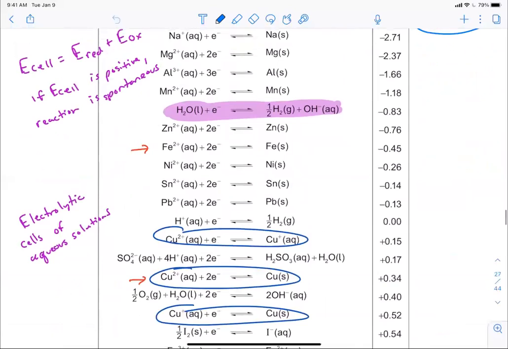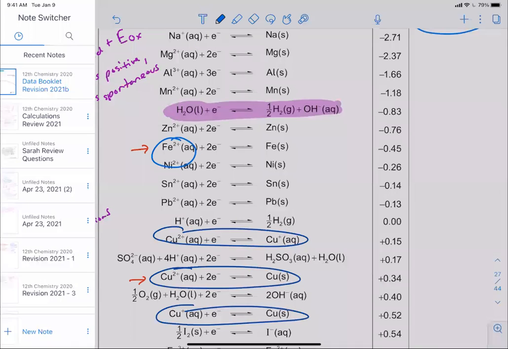And so let's say you're comparing Fe2 plus versus Ni2 plus. Well, Ni is more positive, so Ni is the better reducer. Therefore, Fe is oxidizing. So you'd flip around the 0.45 and add them together, and you get positive 0.19. And that would be your cell potential between these two cells.